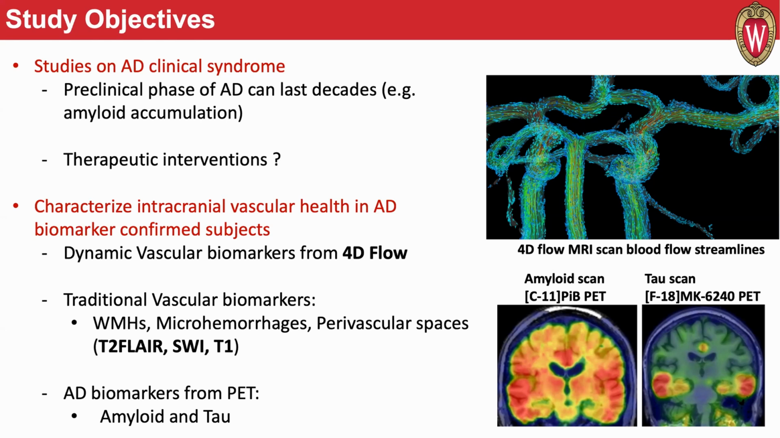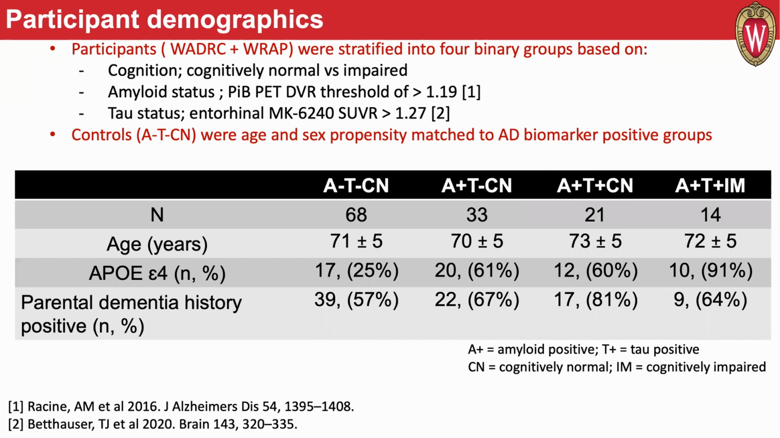So in our follow-up study, we characterized intracranial vascular health in AD biomarker confirmed subjects, and we also included traditional markers of CVD, such as white matter hyperintensities, microhemorrhages, perivascular spaces. AD biomarkers were determined from PET imaging, including PiB and MK6240, from which we quantify amyloid and tau burden. A total of 136 subjects were recruited from the Wisconsin Alzheimer's Disease Research Center and the Wisconsin Registry for Alzheimer Prevention. 4 groups were established based on cognitive status, amyloid, and tau burden. And please notice that 3 out of the 4 groups were cognitively unimpaired.